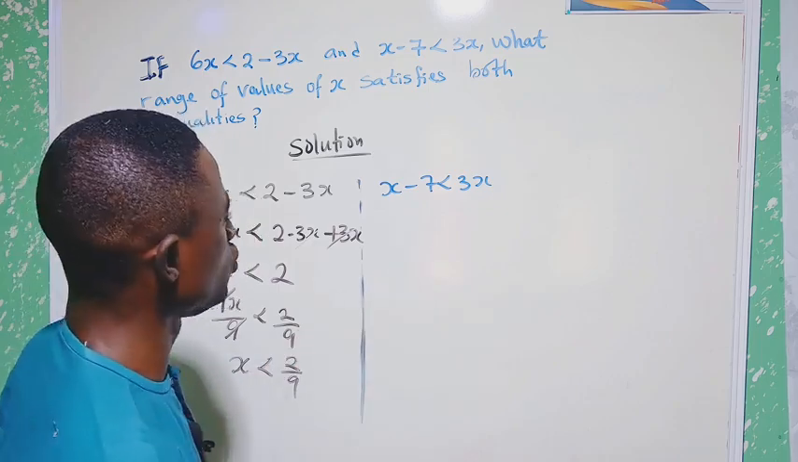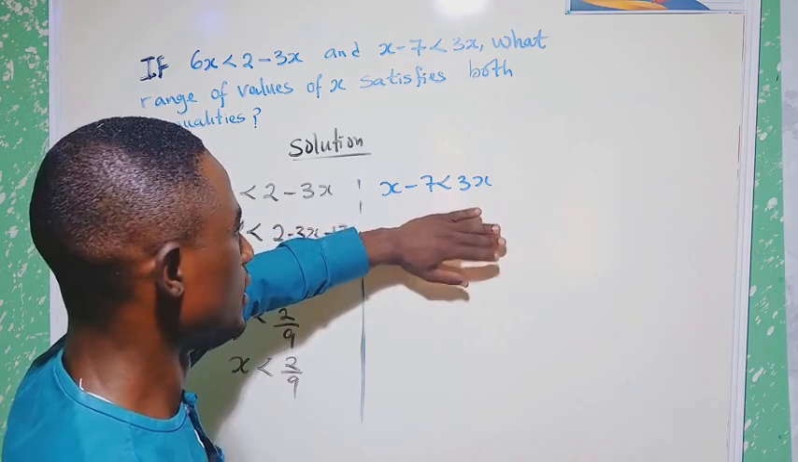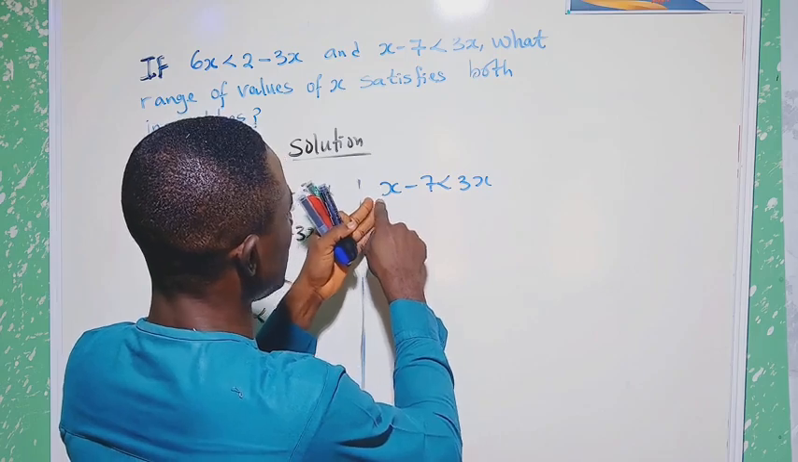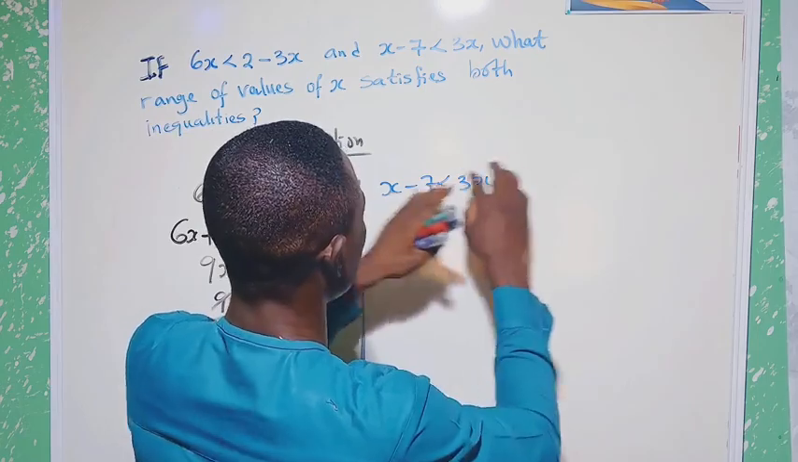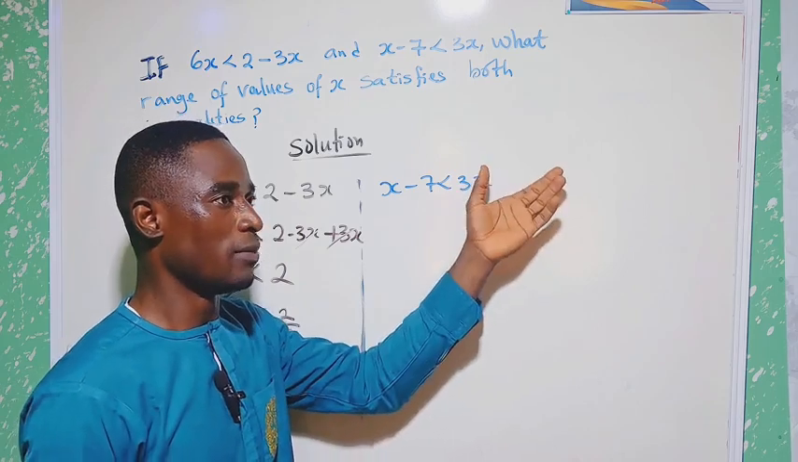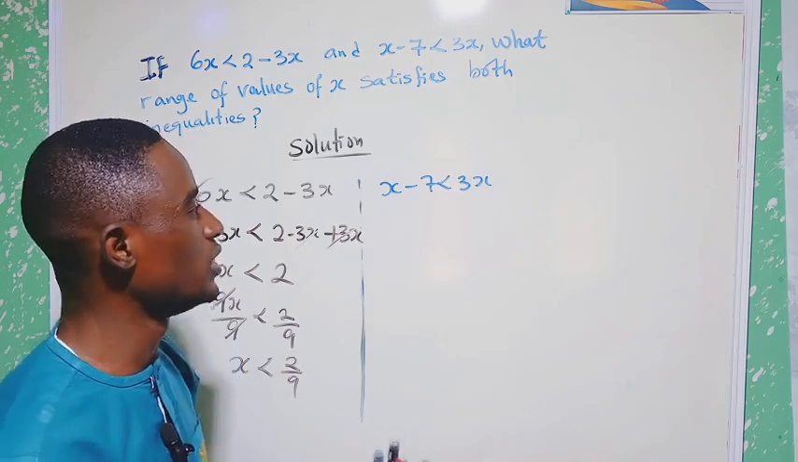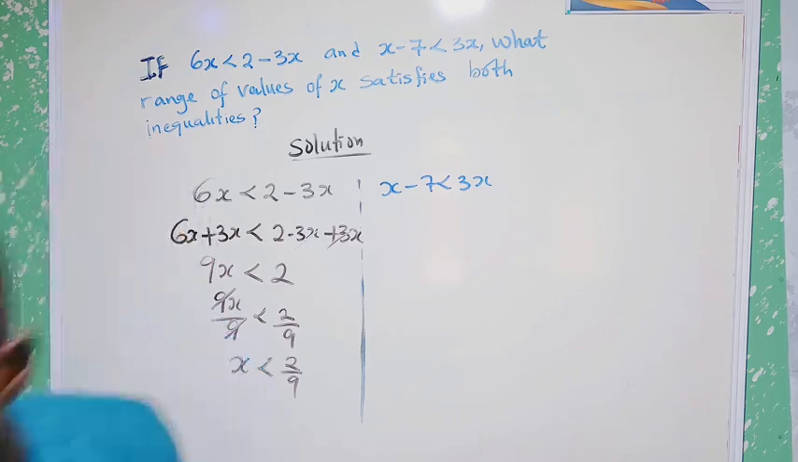Then let's come back to this side. Just like we have done here, we can also do it here. There are two things we can do. Either I subtract x from both sides, the left hand side and the right hand side, or I subtract 3x from my right hand side and my left hand side. Either way, you are still good. You can use any of these methods to solve whatever you want to solve.